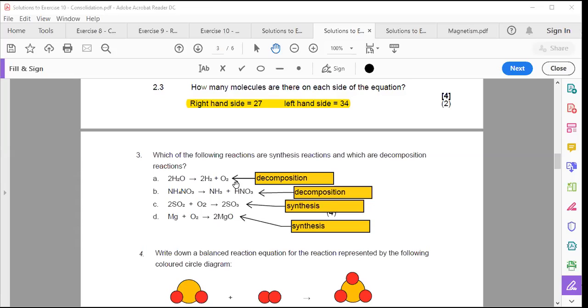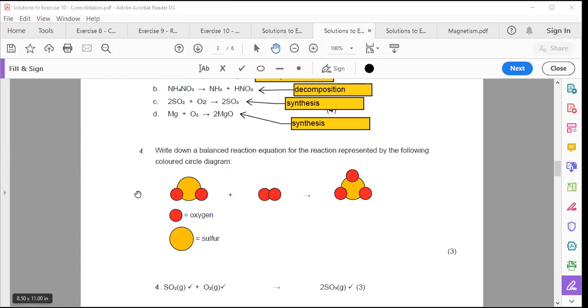NH3 and nitric acid, that's a decomposition reaction. Here we start with 2 and we make 1. So this is synthesizing. So it's a synthesis reaction, 3C. Then you go to 3D, you've got Mg, magnesium plus oxygen to give you magnesium oxide. Starting with 2 substances to form 1, so that becomes a synthesis one. Right, then we move on.